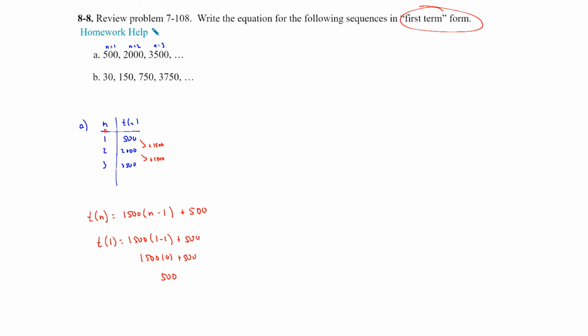I could plug in 2, and then it would be 2 minus 1. So it would be 1,500 plus 500, which is 2,000. So that's what first term form is, and that's that for the arithmetic sequence. Let's go ahead and take a look at B.